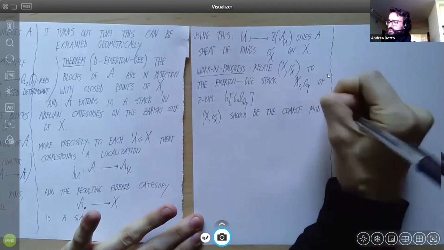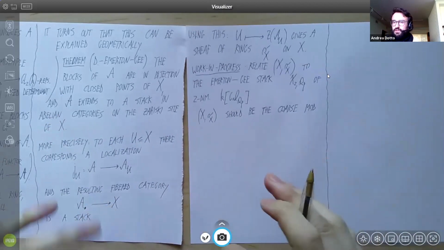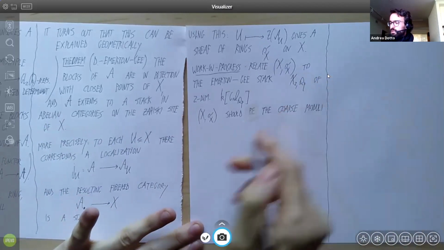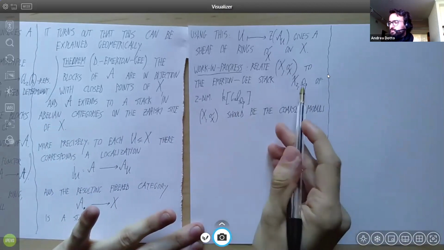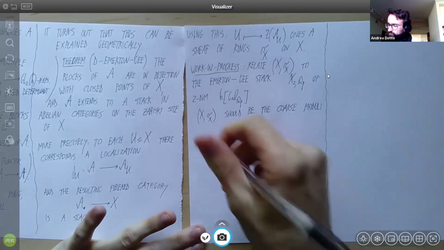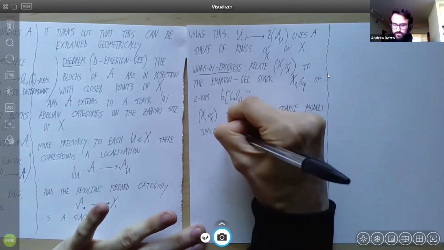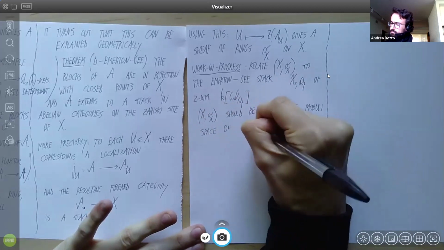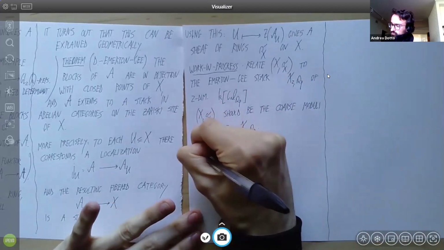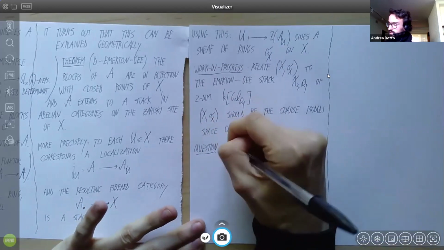This object here is not an Artin stack. This is a formal algebraic stack. So the notion of coarse moduli space needs to be made precise, but there should at least exist a map. There should be a formal scheme, and there should exist a map from X to this stack X_2 of Q_p, satisfying some good properties.